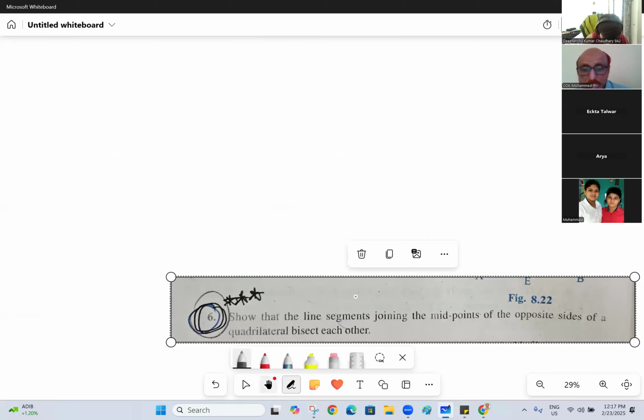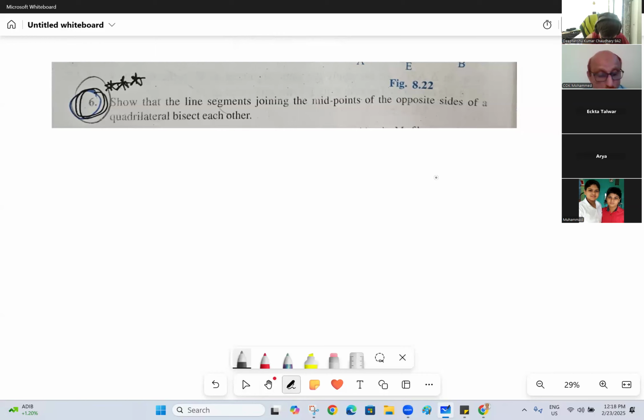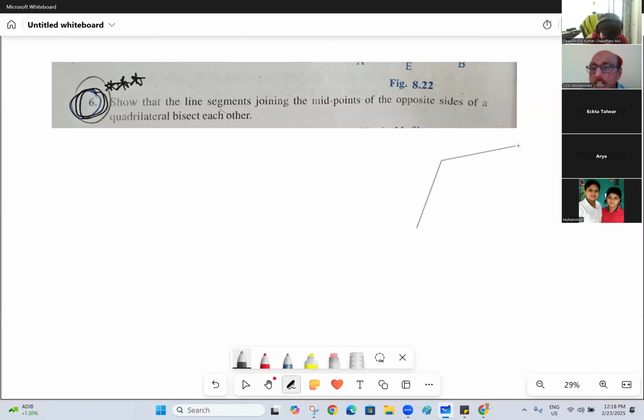Now, listen. Show that the line segments joining midpoints of opposite sides of a quadrilateral bisect each other. Very good. Now, Dhruv, you tell me this answer. This is a quadrilateral. ABCD is a quadrilateral. P, Q, R, S are midpoints. P is a midpoint, Q is a midpoint, R is a midpoint, and S is a midpoint. You have to prove they bisect each other.